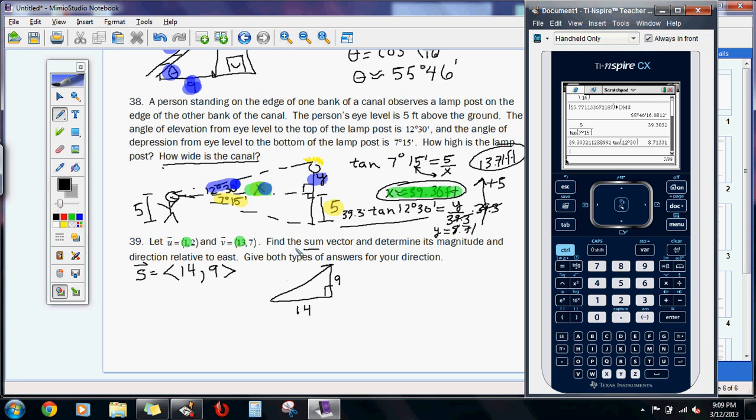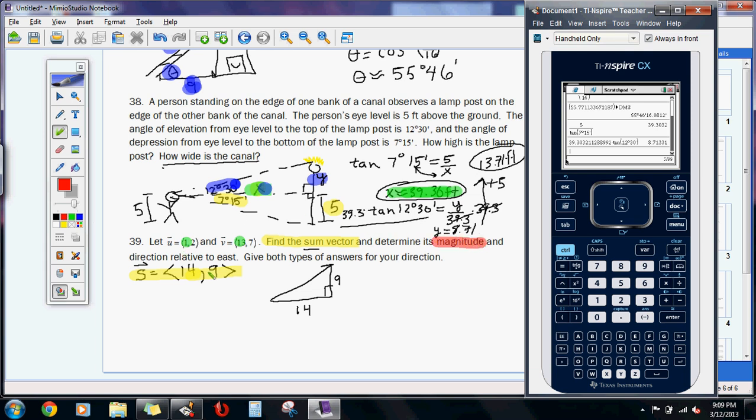Okay, so now, I really want to highlight these. I really want to make sure you understand what this question is asking. Find the sum vector. Got it. That's it. That's the sum vector. Determine its magnitude. Okay, so the next part of this question is saying find the magnitude.